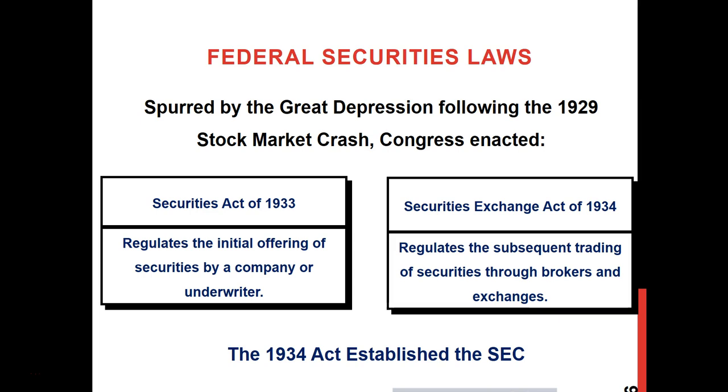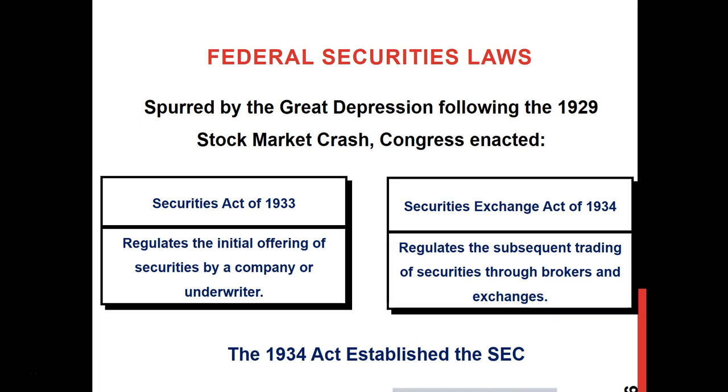So after the Great Depression, Congress enacted two primary pieces of securities legislation designed to restore investors' trust in the capital market. One of the most important laws, and one of the first, is the Securities Act of 1933. This act is also referred to as the Truth in Securities Law, and it regulates the initial offering of securities by a company or underwriter.